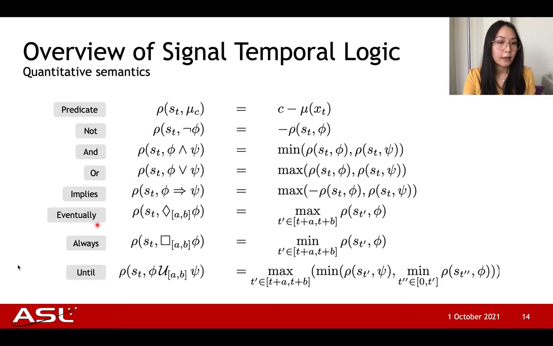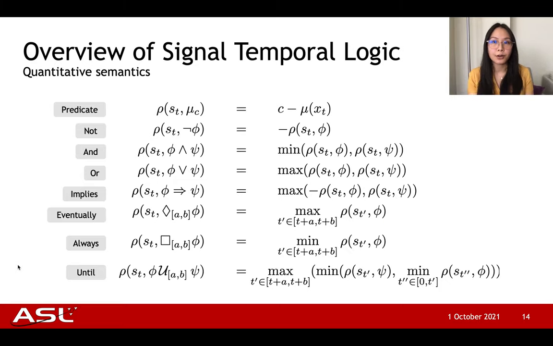And then looking at the eventually operator, remember, eventually means that between some time interval, we want the formula phi to be true at least once. And so the robustness formula will just correspond to taking the maximum robustness value between that time interval.